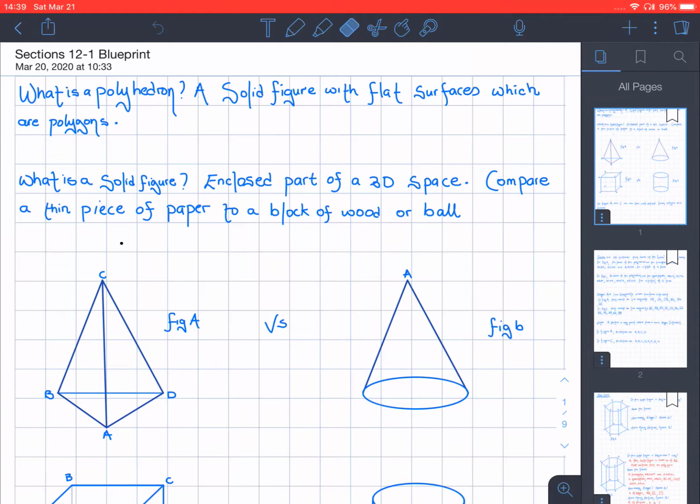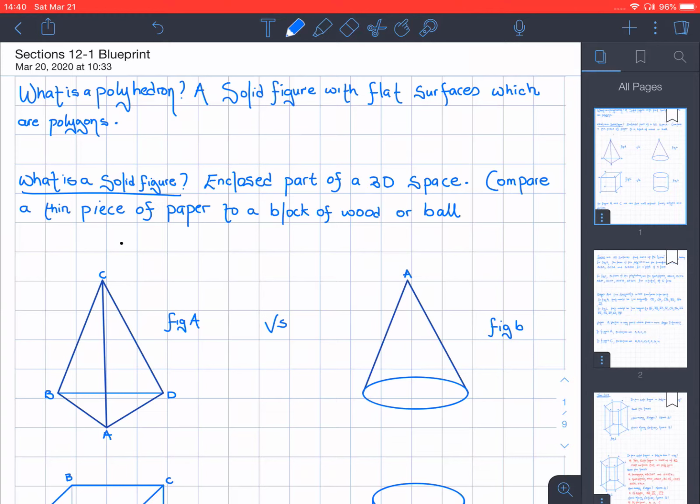Section 1 talks about a polyhedron, which is a solid figure. I have a definition for what a solid figure is right here. Essentially, a solid figure is an enclosed part of 3D space. To help you think about this, compare a thin piece of paper, which represents a two-dimensional object, to a block of wood or a ball, which represents more of a fully formed 3D object. And if you think about solid figures, there are specific solid figures that are called polyhedrons.